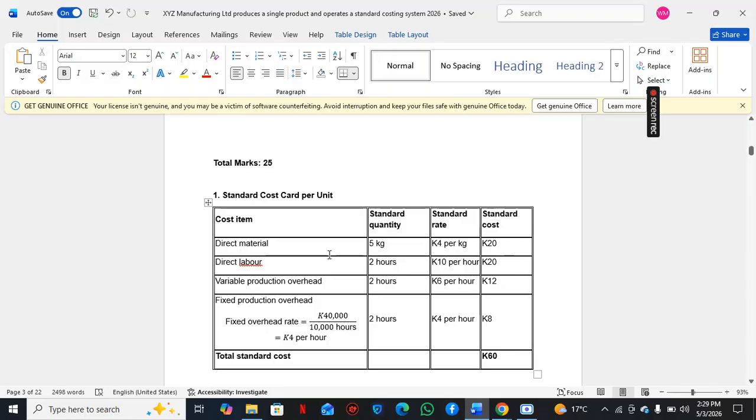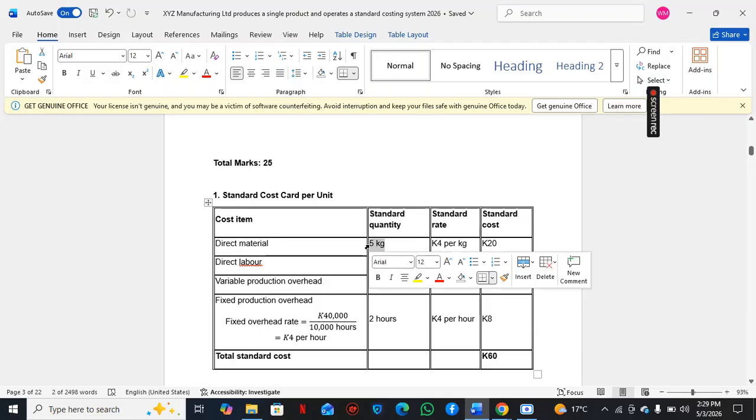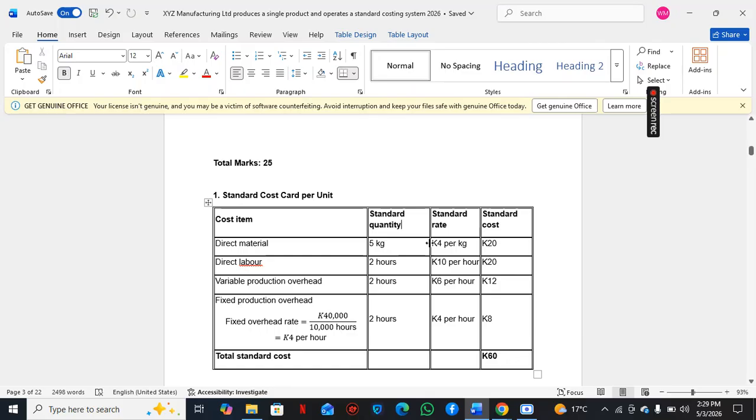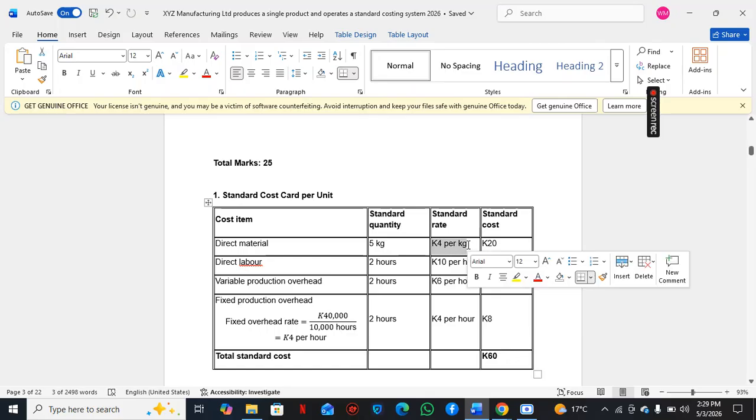All right. Direct material, as we said, each unit needs 5 kg of this material. And the cost is 4 kwacha per kg. So 5 times 4, 20 kwacha. So basically, direct materials have to cost 20 kwacha per unit according to our standard.